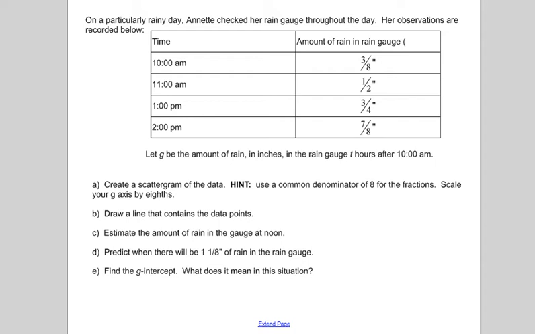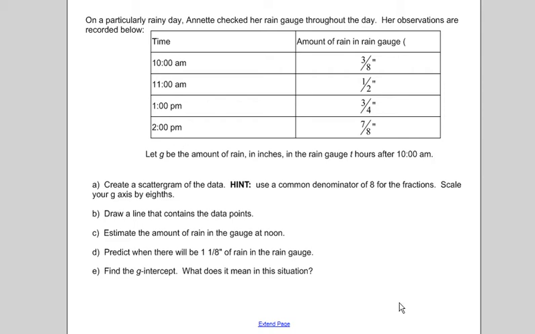Then we're going to do a couple of different things with this information. We're going to create a scattergram of the data. We're going to use this hint about using a common denominator of 8 for the fractions, and then that will allow us to scale our g-axis by 8ths. Then we're going to draw a line that contains the data points, so we're going to create our linear model. We're going to estimate the amount of rain in the gauge at noon. We're going to predict when there will be about 1 1/8 inch of rain in the rain gauge. And then we're going to talk about the g-intercept.